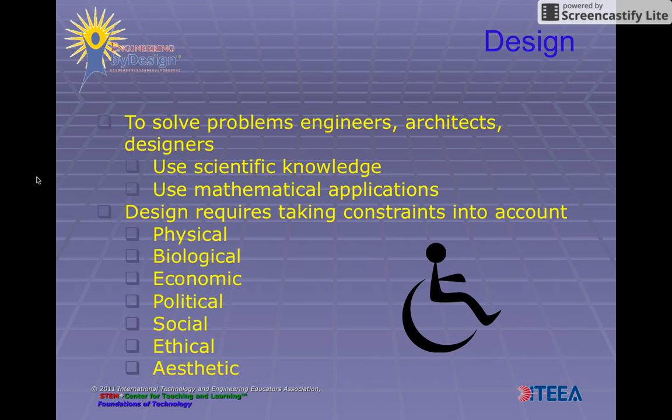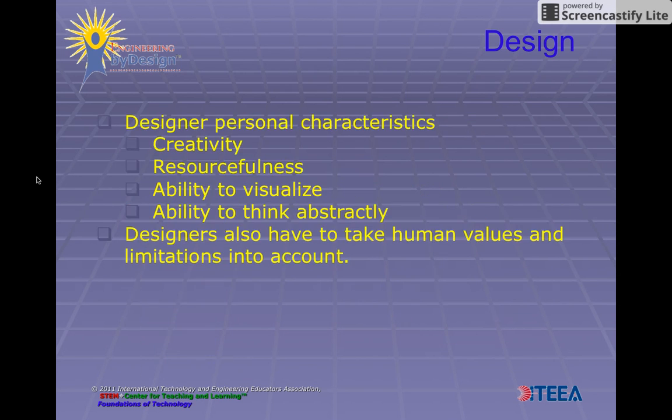Biological, thinking about the health of somebody. Economic, thinking about money limitations. Political, social, ethical. Remember, we're talking about morals. And what people believe, their beliefs, what they believe in. And then finally, aesthetic. And that's what we're going to kind of focus on second half of these notes today. But those are the looks. How is something designed? Why is it made look the way that it does?